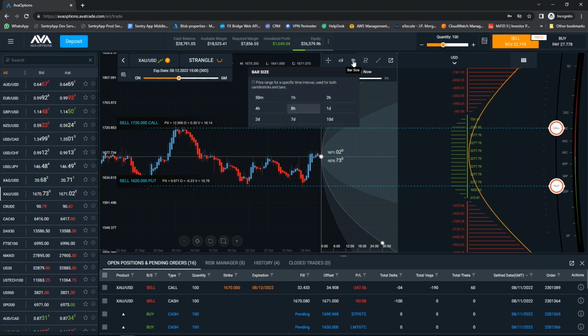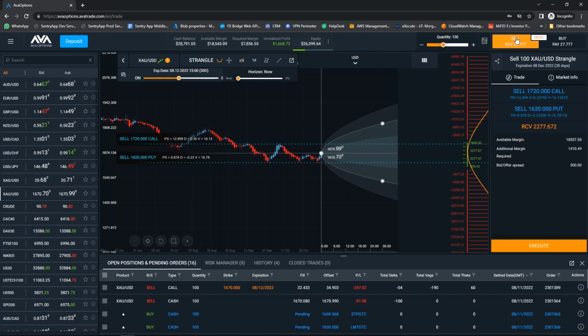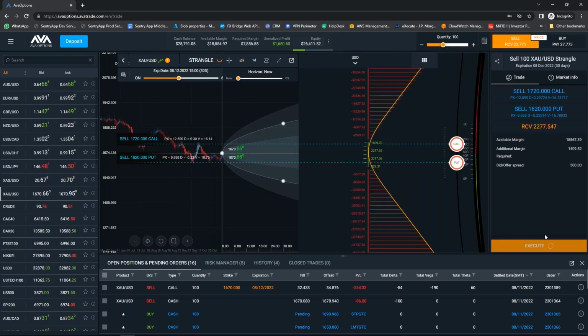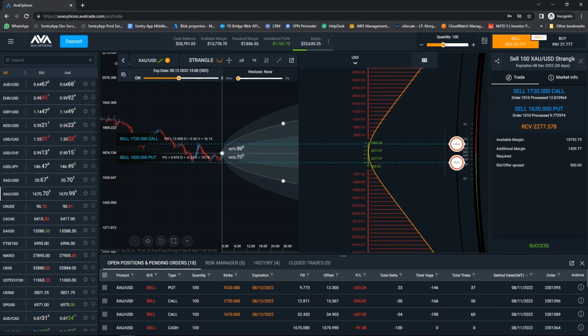I can change the chart. Instead of looking at an 8-hour chart, let's look at a daily chart. And you can see going further back how much risk you've got, or where the market has been for the last, this is going back to June, so roughly the last 5 months. You can basically chart anything you like. And again, if you like the trade, you click sell, execute, it's done, and it shows up in our open positions as individual legs. So now you've sold a put and sold a call, and before that we sold a call.